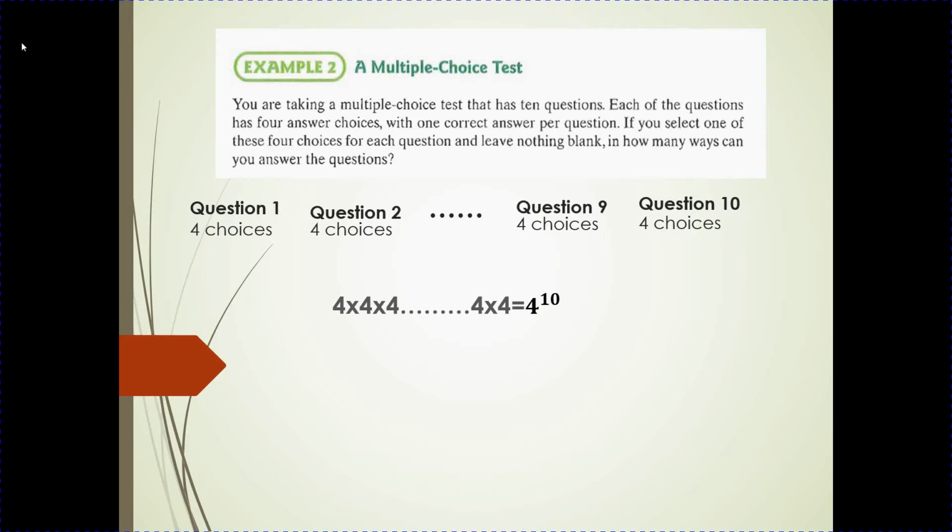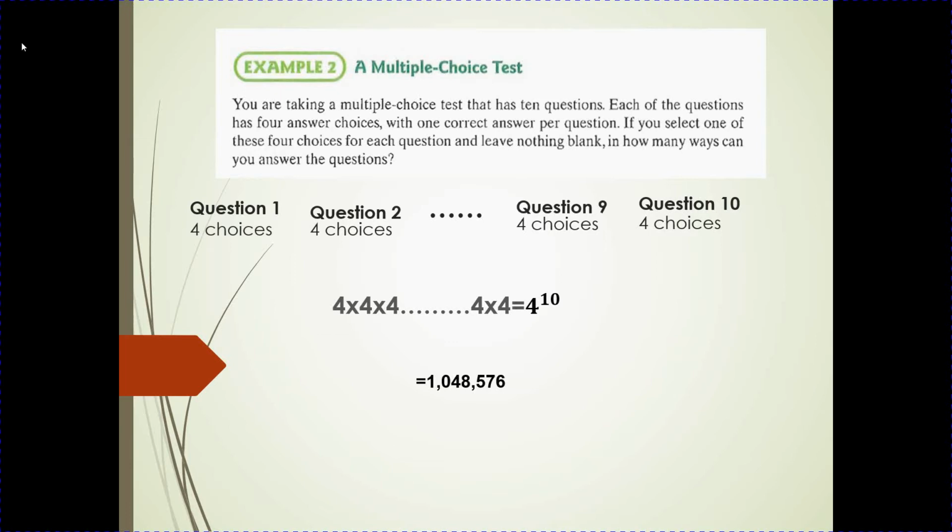The second one, the same, 4 ways to answer question 2. So 4 times 4 times. The third one is the same, 4 ways. So 4 times 4 times 4 times. So you are going to multiply 4, 10 times. So you will get 4 to the power of 10 ways of answering the questions, which is 1,048,576 ways of answering the 10 questions with 4 choices.